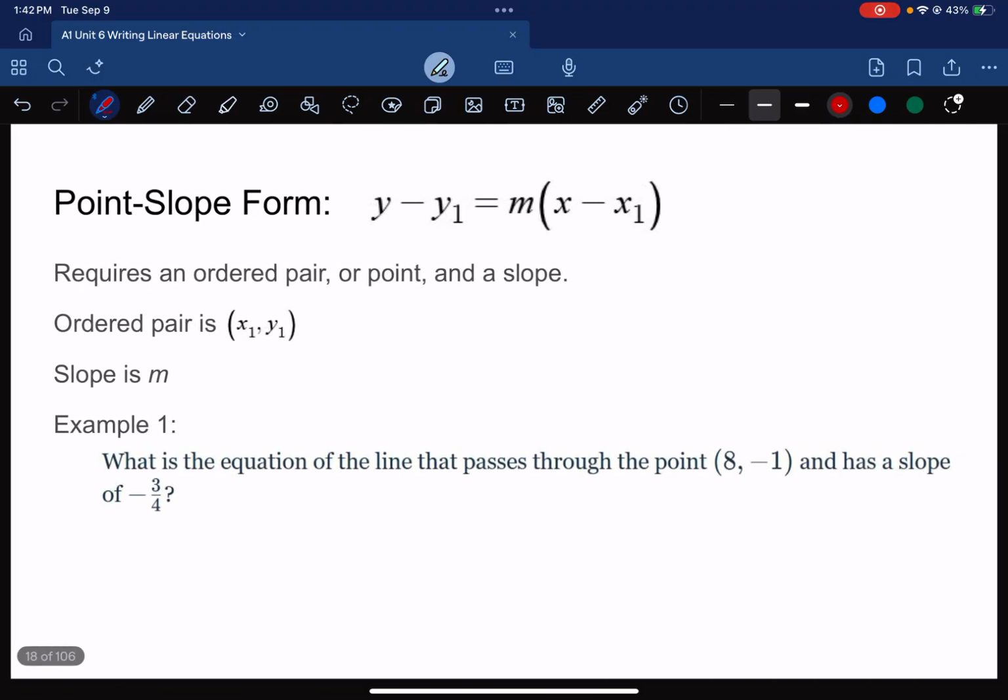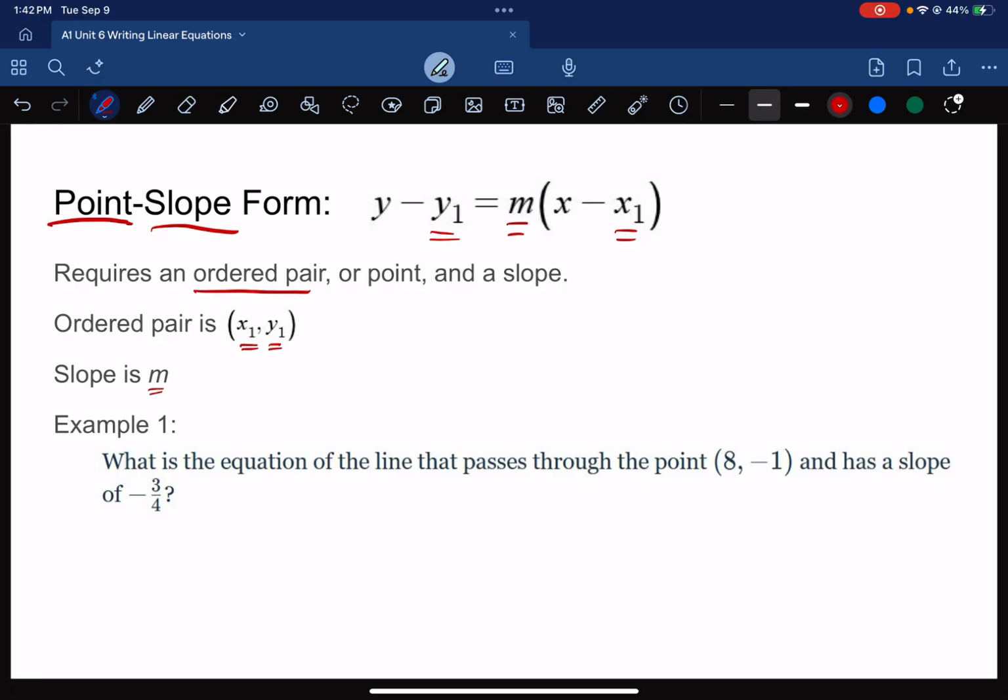And the thing you need to know about point-slope form is what it requires. Well, it actually says what it requires. The word point means we need a point, and the word slope means we need a slope, and so it requires an ordered pair or point, and there's my x1, y1, and then I need a slope, which is m, and I'm simply going to drop those into the three spots with those letters, replacing those letters in the equation. So here's an example.